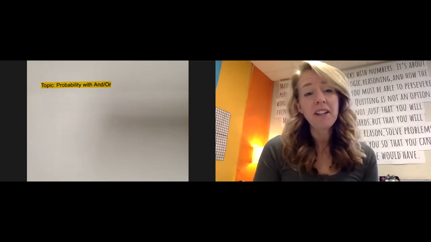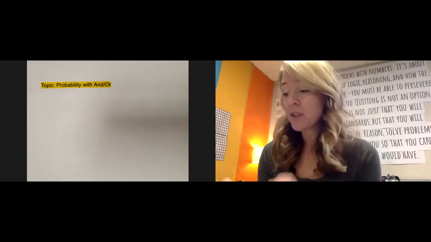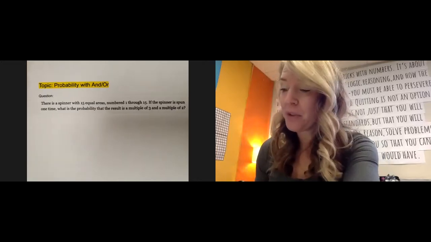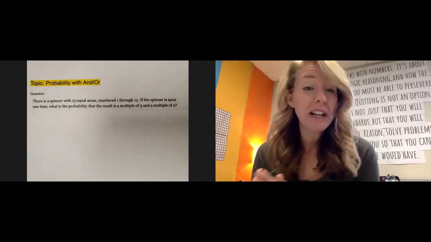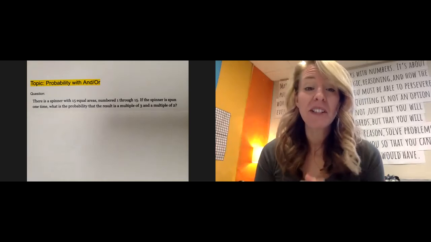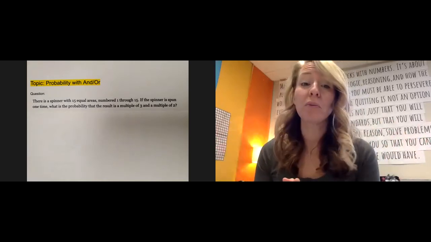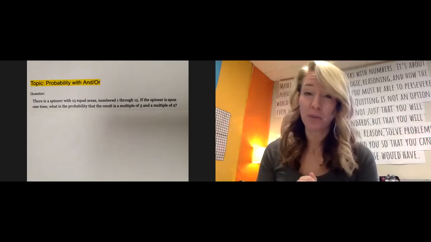This Delta Math topic is over probabilities with the words "and" or "or," which make a big difference when you're doing a problem. So let's take a look at our first example. There's a spinner with 15 equal areas numbered 1 through 15. If the spinner is spun one time, what are our chances that the result is a multiple of 3 and a multiple of 2?